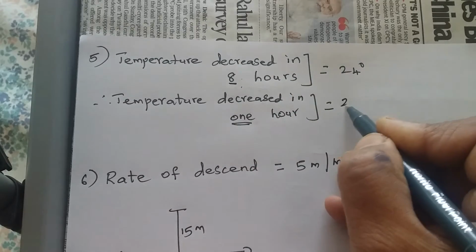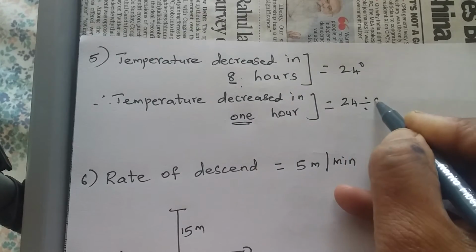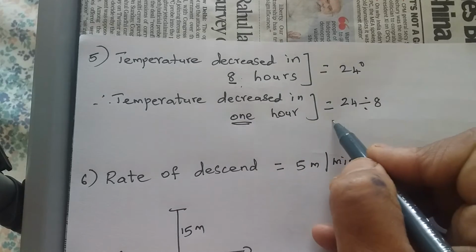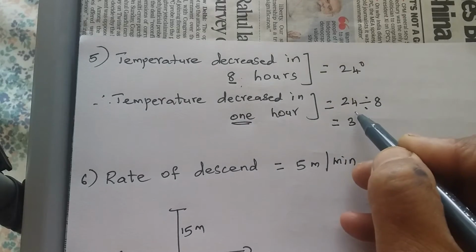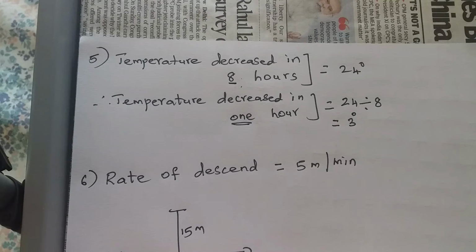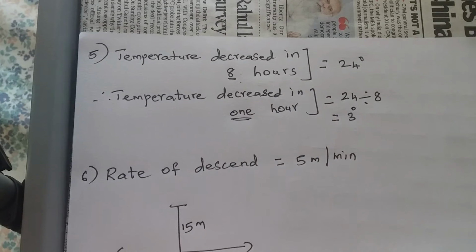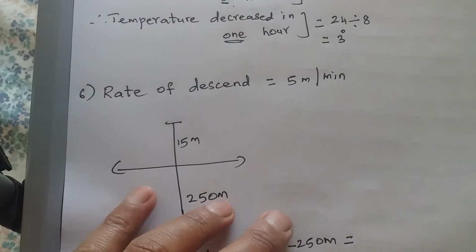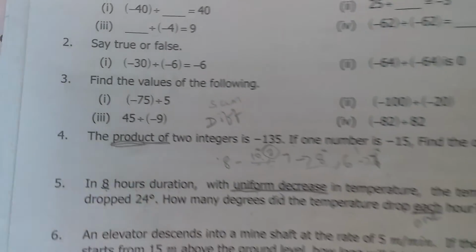Many to 1 is division. So, it is 24 divided by 8. What is 24 divided by 8? 8 3s are 24. So, 3 degrees every hour it drops down. It becomes lesser by how many degrees? 3 degrees. Okay, now we'll see the next question.